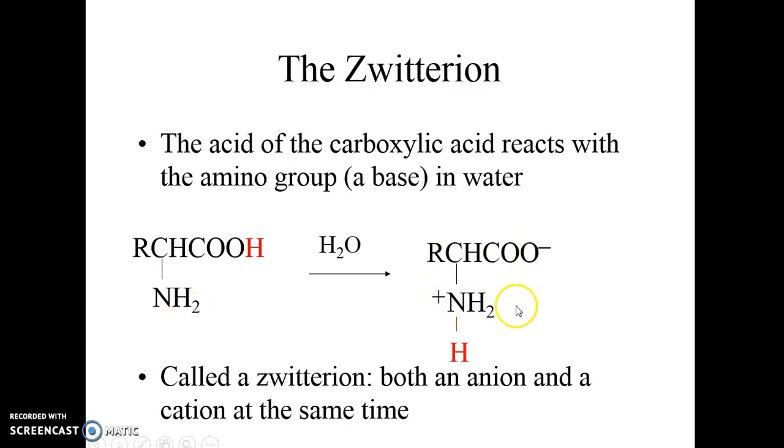Instead, it exists in this state, which is called a zwitterion. So you're going to see it written that way in the book, but I wanted to show you how this is easier to recognize as an acid, and this is easier to recognize as an amine, but this is really how it exists.